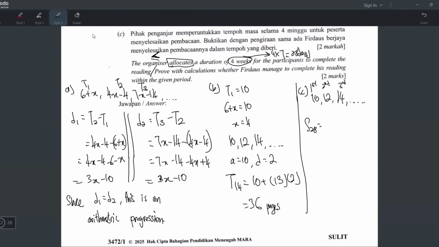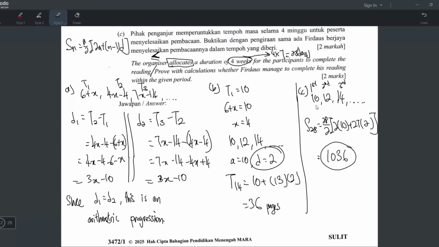Okay, the Sn formula for arithmetic that I write here is n over 2 big bracket 2a plus n minus 1 d. So it will be 28 over 2 big bracket 2a, which is 10, plus n minus 1, 27, times d, which is 2 here. Now I'll press all this in my calculator. I'll get 1036. Yeah, just use your calculator to help you. The 1036 is the S28. It means when it reached 28 days, he already finished 1036 pages. So they want us to prove whether Firdaus managed to complete. So yeah, dia sempat, dia boleh habis.